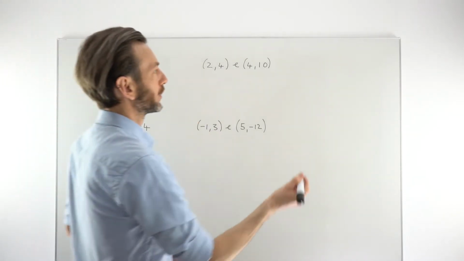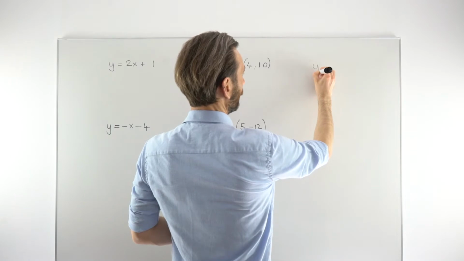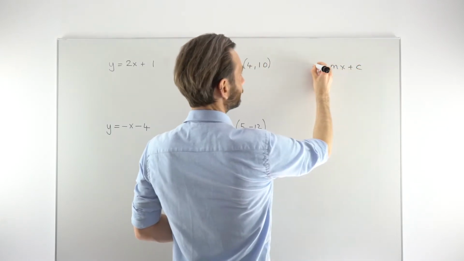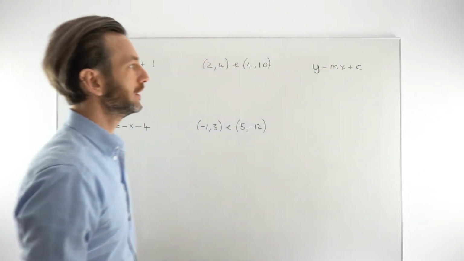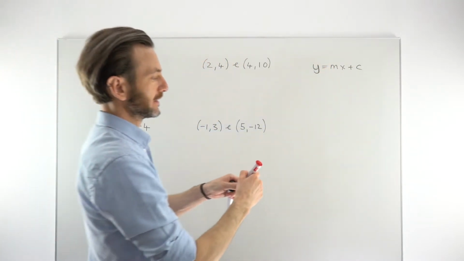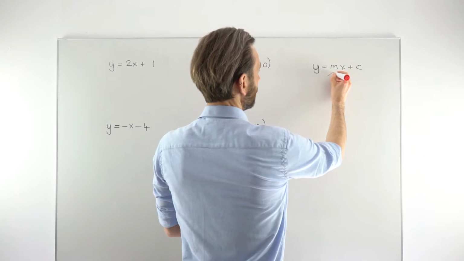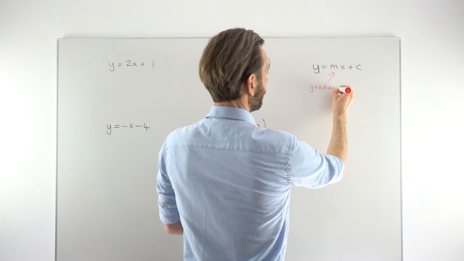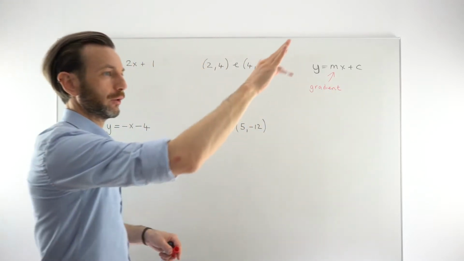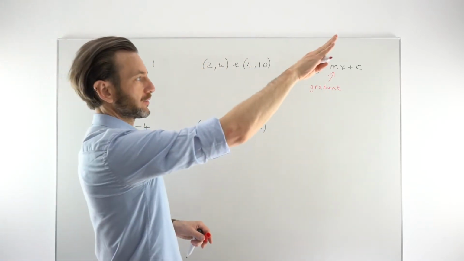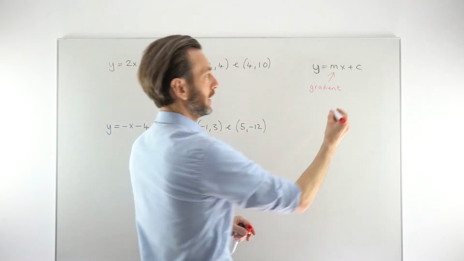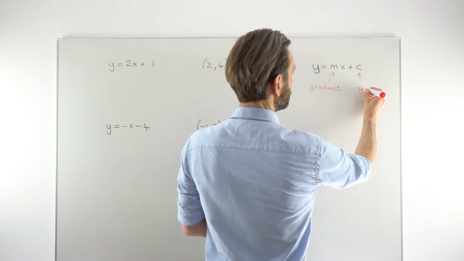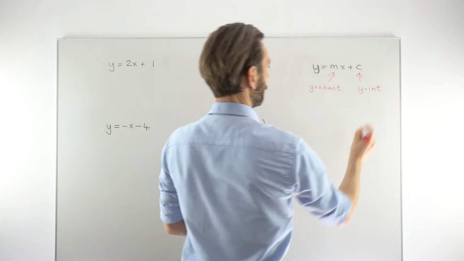So in general, the equation of a straight line looks like y equals mx plus c. In this equation, the m and the c are the gradient and the y-intercept. So the gradient is just the steepness of the line, basically the angle that the line goes on. So positive gradients go up to the right, negative gradients go down to the right. Lines which are horizontal have got a zero gradient because they've got zero slope.